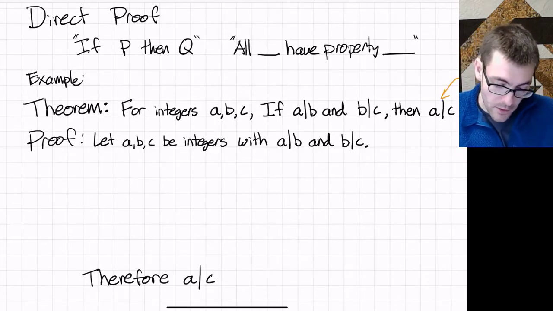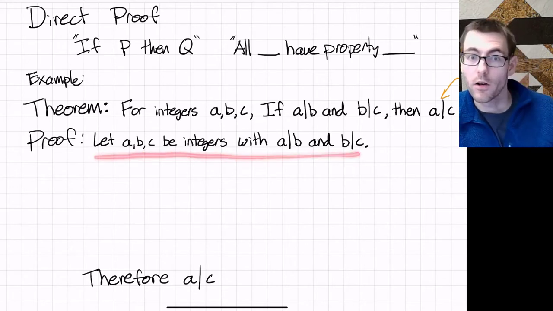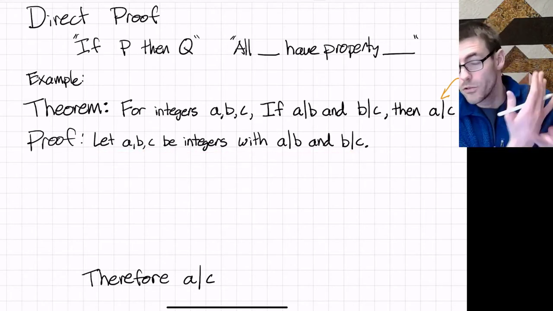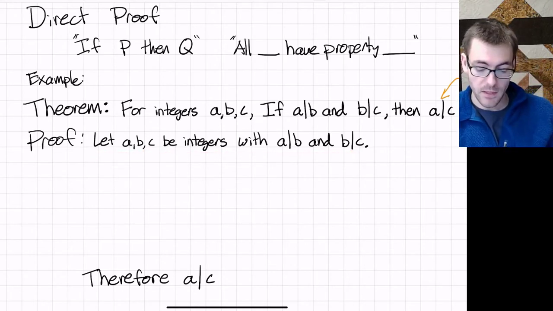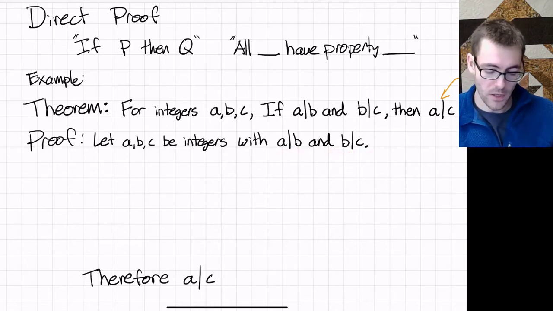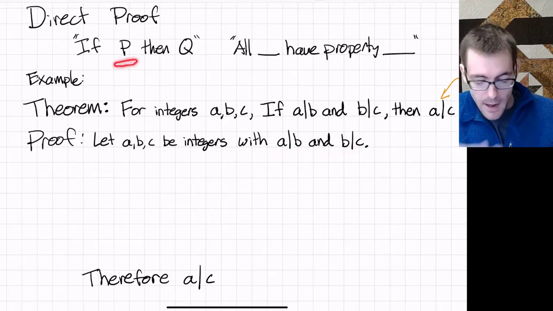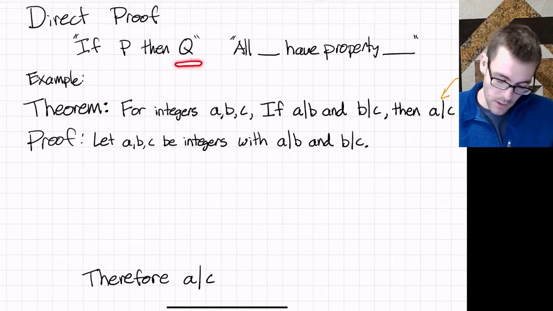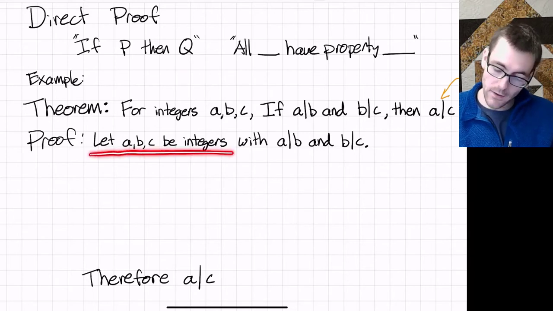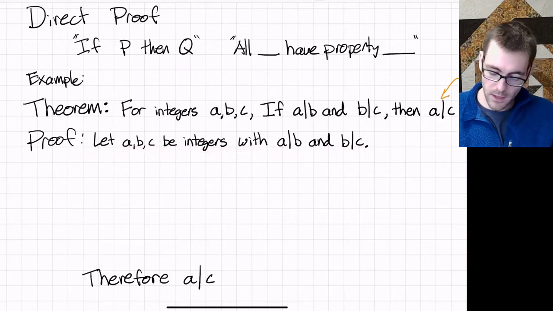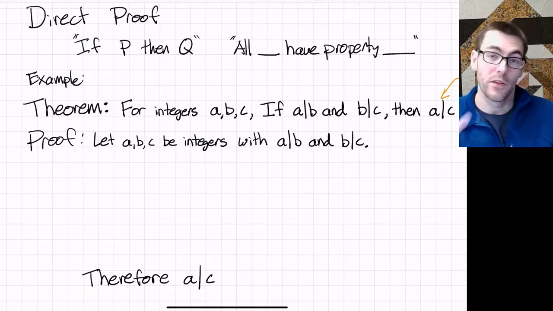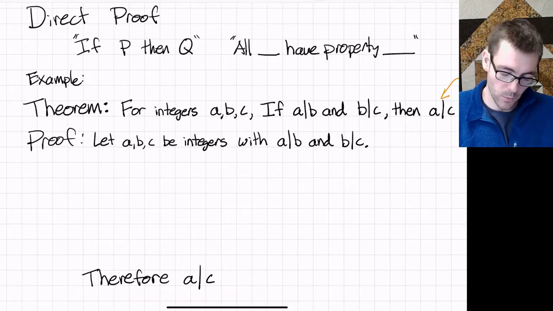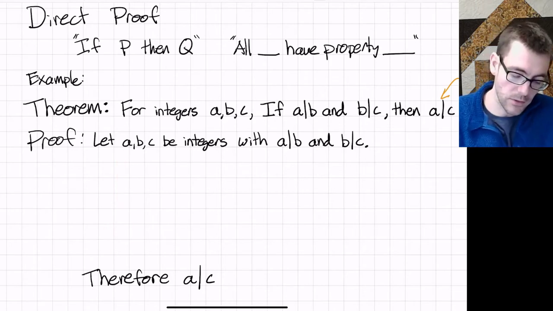We start off with our assumption, so we are assuming that our triplet of integers, a, b, and c, has the property in question. If P, and then we're going to show that the conclusion is true, then Q. So we state our assumption, there's going to be some logic in here, and then we conclude with the thing that we're trying to show. Because we're just doing this directly, we call this a direct proof.